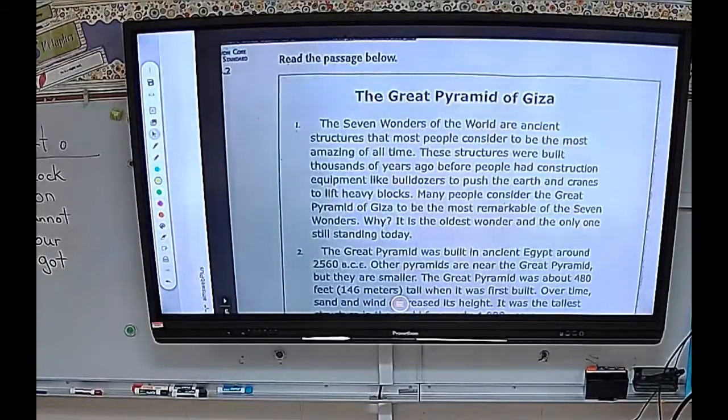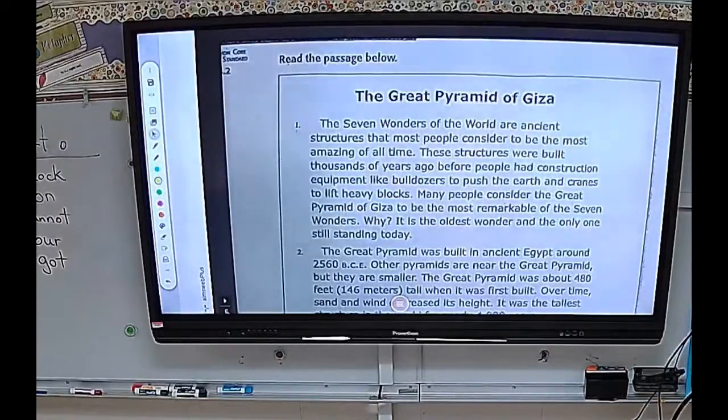Okay, now in paragraph 2, do we have any good text evidence about why they built the pyramid or even how they built the pyramid? Or is it just another paragraph with some facts? Okay, so there's really nothing that I could use in my essay there. So let's read paragraph 3.